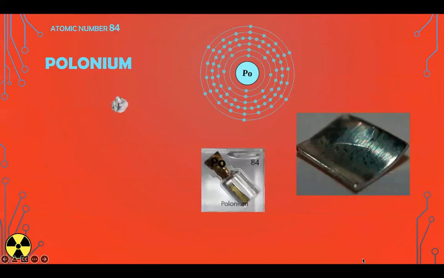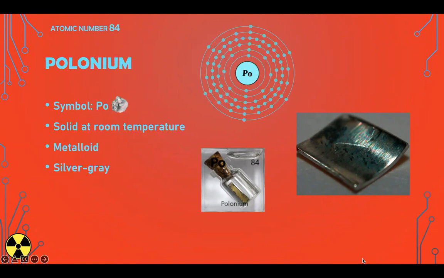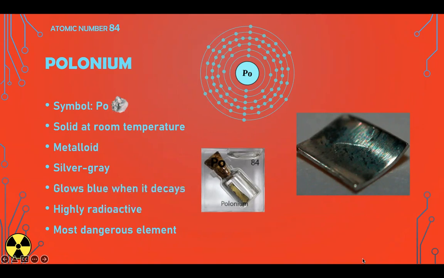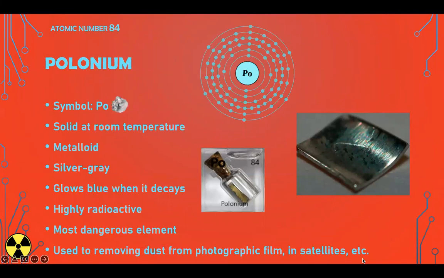Polonium, which is the deadliest element. Its symbol is Po. Polonium is a solid at room temperature. It is a metalloid. Polonium is silver gray. It is the most dangerous element. I felt like including this. It is highly radioactive, as you can see from the sign on the bottom left. Polonium glows blue when it decays. That's pretty cool. And it is used to remove dust from photographic film in satellites, etc. Like a bit of polonium is in some of the Mars rovers.